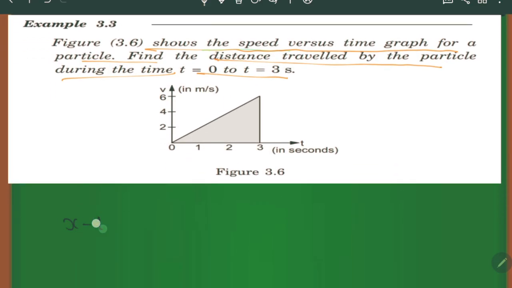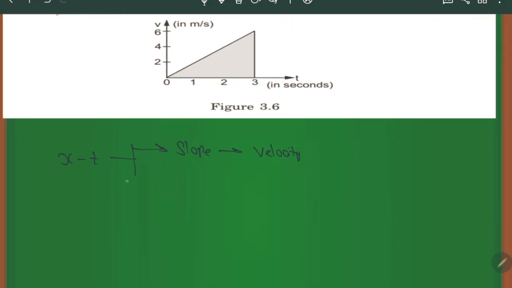As we know, in a position time graph, if you find the slope, that gives you the velocity, right? And in a velocity time graph, if you find the slope, that gives you acceleration. And if you find the area, that gives you change in displacement or distance.